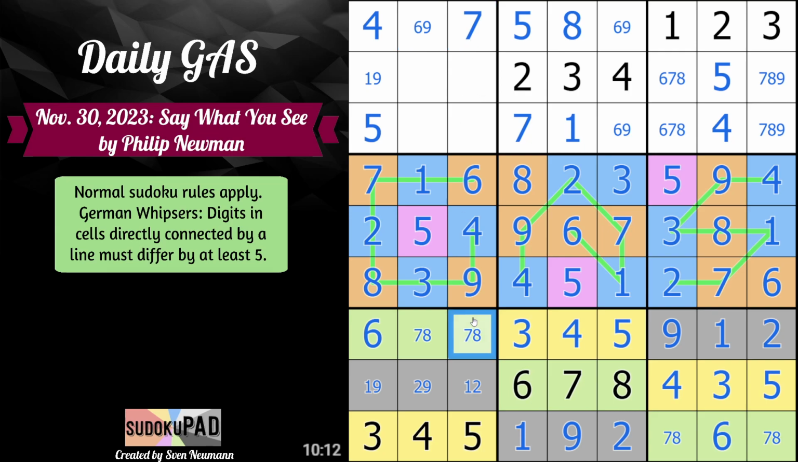7. Oh, there we go. 7 gives us 8, 7. Still 1, 2, 9. Don't know what's going on there. 7, 8, we're still not sure. But 7 leaves us with 1, 2, and 3. So I think this is a 1. Just a naked single 1.